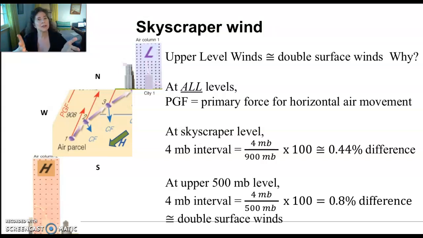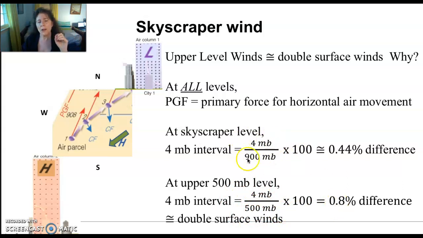And it's easy to understand why when you look at the pressures, because remember, the pressures drive the pressure gradient force. So at the 500 millibar level in the upper levels, you've got maybe a 4 millibar interval that is driving the pressure gradient force, much like the 4 millibar interval that you know about from surface maps. But if you think about it, 4 millibars out of 500 millibars is less than 1%.